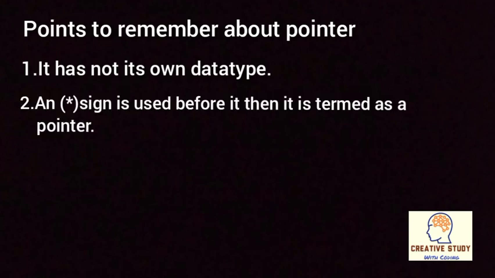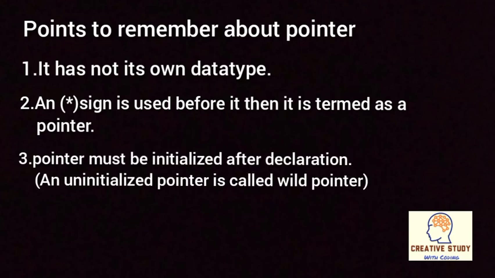An asterisk sign is used before it, then it is termed as a pointer. Pointer must be initialized after declaration with providing address of the variable. So don't forget to initialize it, otherwise it will show error. And such type of pointer is called wild pointer or uninitialized pointer.